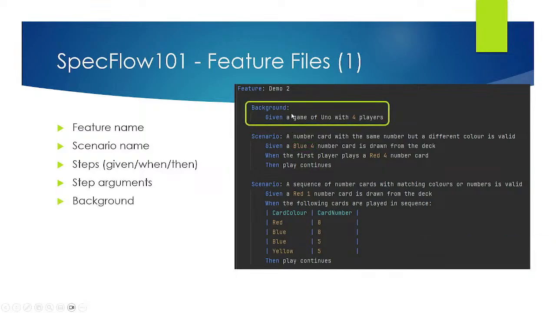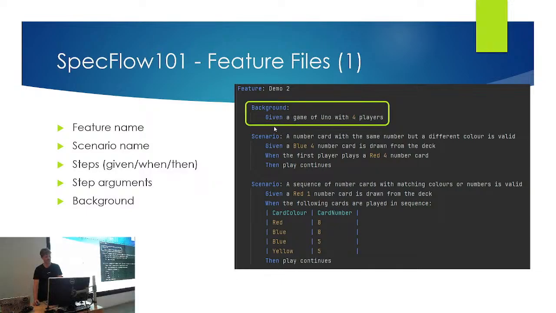Background is an optional section that we can add. Background's handy because it lets us add any common preconditions. So if we want to set up all of our scenarios within this feature in a particular way, we can just put it in a background, and that's going to run before every scenario. In this case, for example, we want to always have a game set up for 4 players.